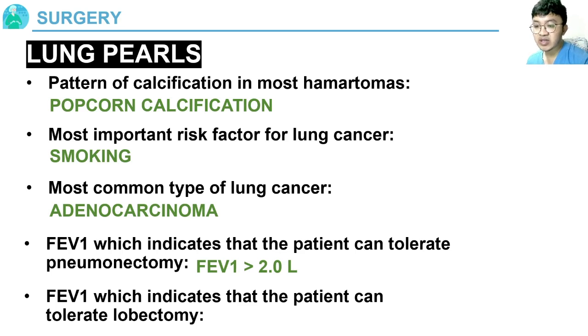What FEV1 indicates that the patient can tolerate a lobectomy? A lobectomy is of lesser extent as compared to a pneumonectomy, because in lobectomy you just remove a lobe. So an FEV1 more than 1.5 is good already.